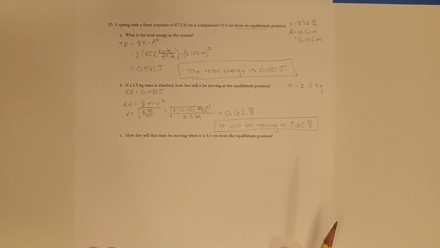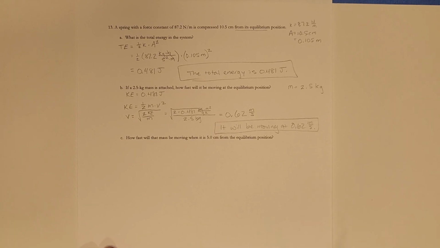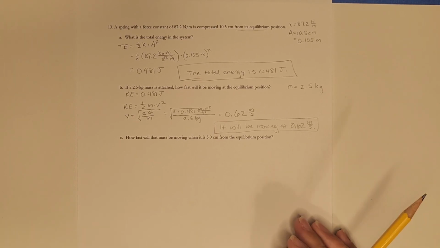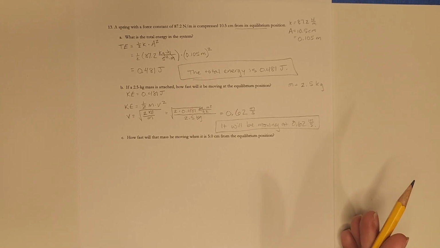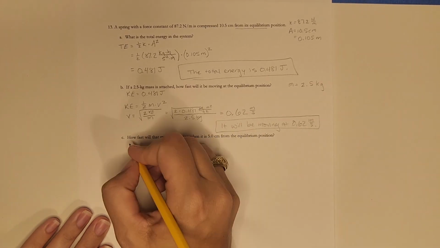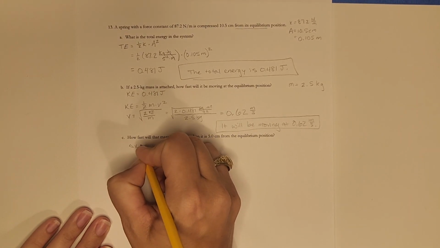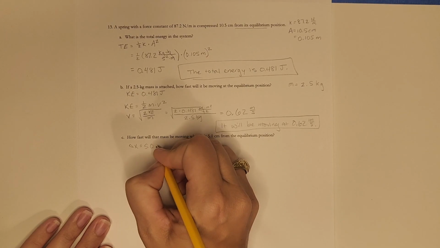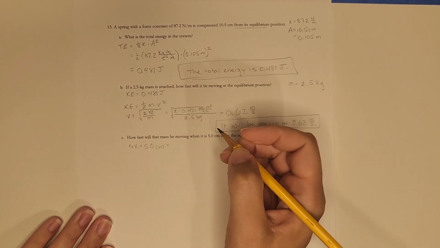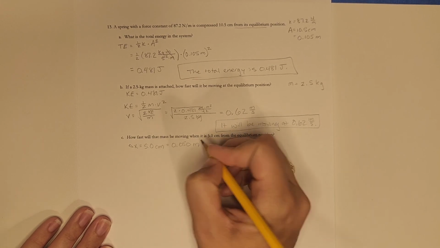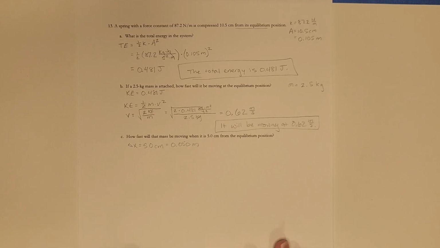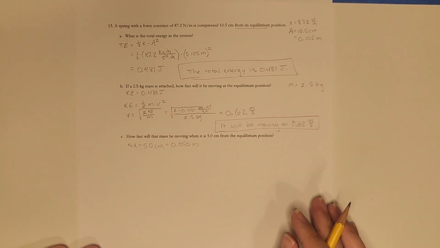For C, how fast will that mass be moving when it is 5.0 centimeters from the equilibrium position? So now we have another variable: our delta x equals 5.0 centimeters. We'll convert that to meters, so 0.050 meters.